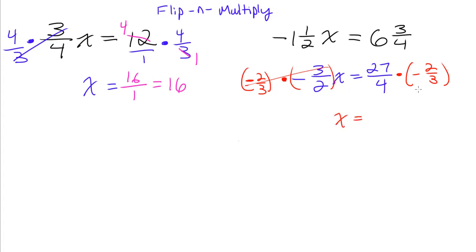And over here, again, I can do some cross simplifying. 27 and 3 can be divided by 3. So this becomes a 9. And 3 divided by 3 is 1. And 2 and 4 can both be divided by 2. So this becomes a 1. And this becomes a 2. And we can multiply, remembering that this first fraction, 27 over 4, is positive, and this is a negative 2/3. So 9 times 1 is 9, and 2 times 1 is 2. And it's negative because positive times negative is negative. So x equals negative 9 over 2, or negative 4.5.